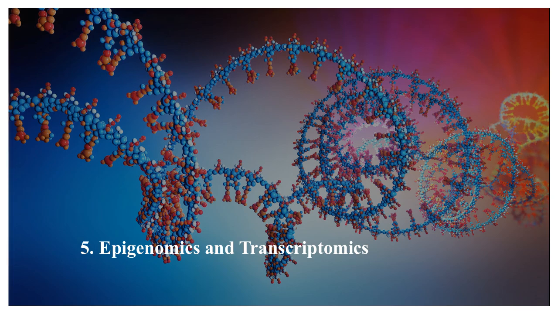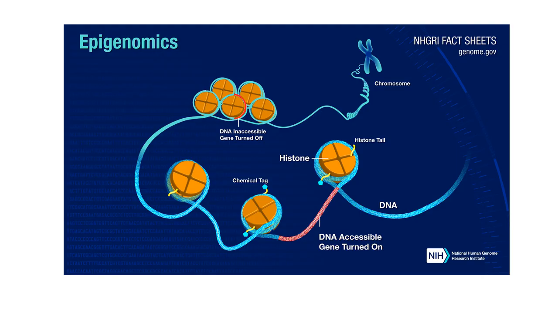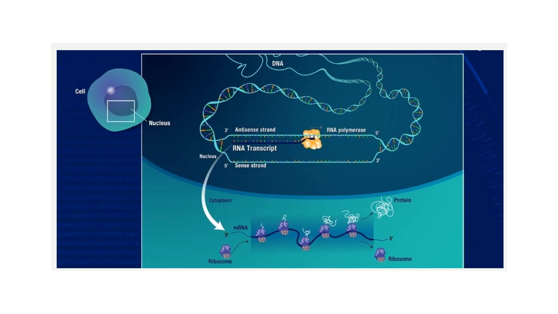5. Epigenomics and transcriptomics. Epigenomics and transcriptomics are emerging fields that focus on gene regulation and expression. Epigenomics examines chemical modifications to DNA and histones that affect gene activity without changing the DNA sequence itself, while transcriptomics studies the complete set of RNA transcripts produced by a genome.